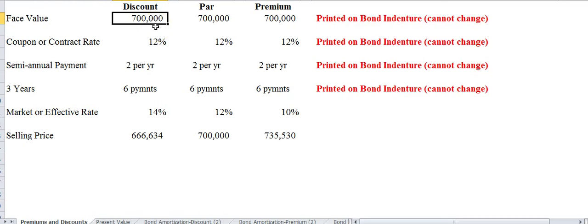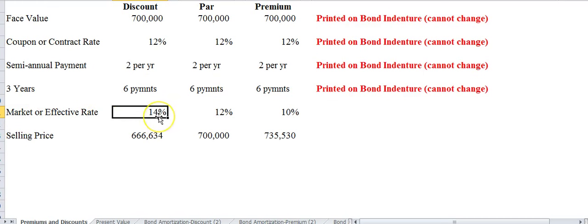And it sounds pretty easy, but this is the rate that the company is going to pay on their bonds, right? We already said that, and that's stated in the bond indenture. That's not going to change. So what happens if bonds of equal maturity, 3 years, and of equal credit standing, in other words, equal risk, are paying 14%? This is known as the market rate or effective rate.